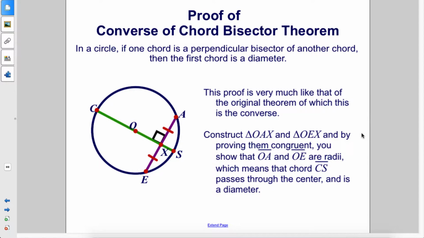Construct triangle OAX and triangle OEX, and by proving them congruent, you show that OA and OE are radii, which means that chord CS passes through the center and is the diameter.